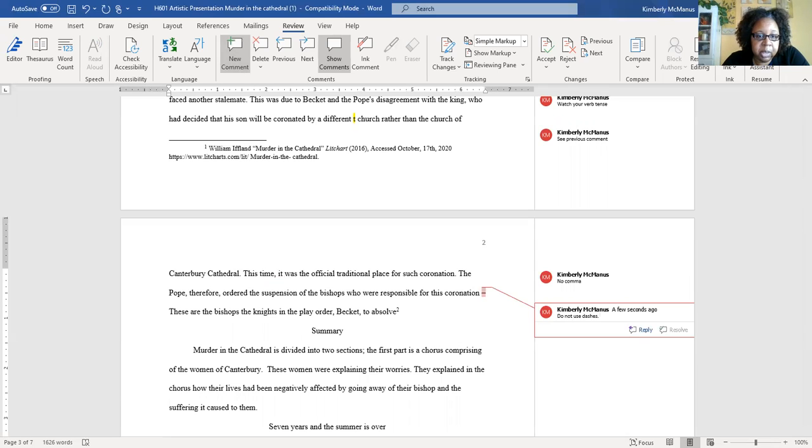Then you have, these are the bishops, the knights, and the play order, Becket to absolve. That makes no sense, does it? So even though it's a quote, you didn't do it right. That statement is unclear.